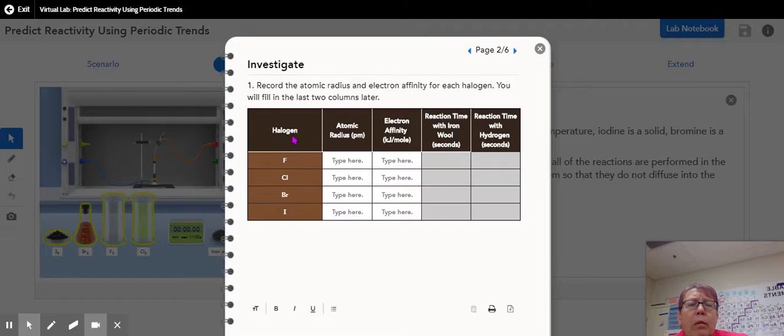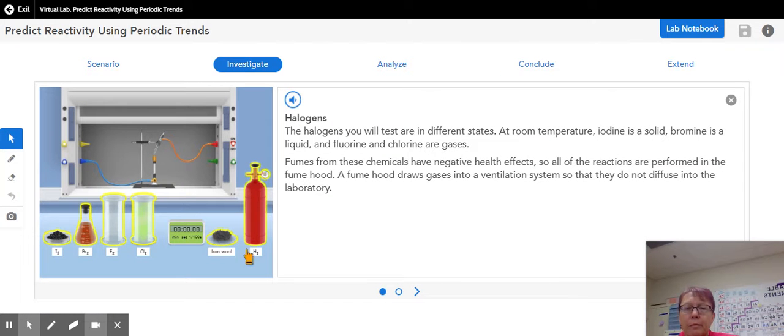So this is where we're going to include, we don't need to look at this yet, but in our lab notebook, we're going to include some data. We'll go there in just a minute.